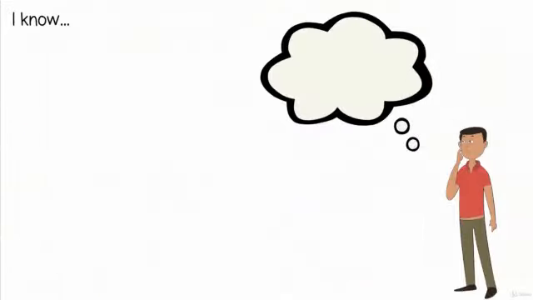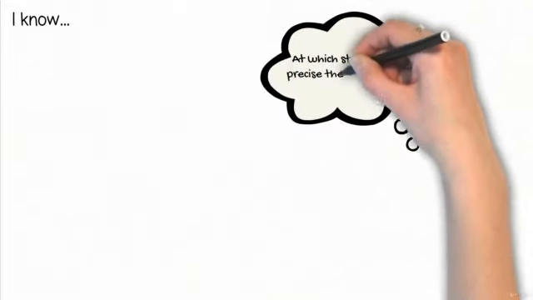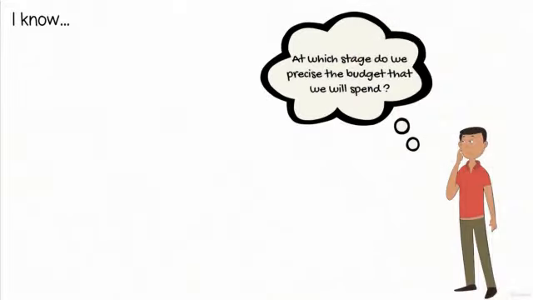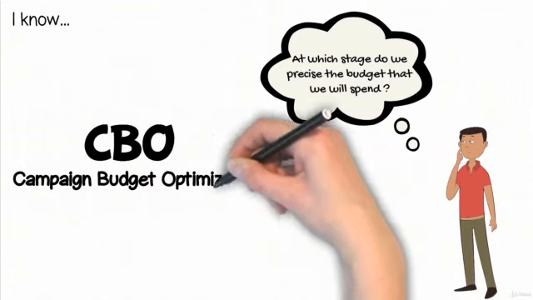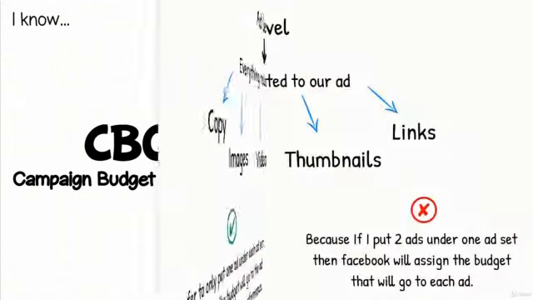I know a lot of you might be asking, at which stage do we specify the budgets that we will spend? Here is the role of the famous CBO, which stands for Campaign Budget Optimization, which will be the topic of the next lecture. This lecture is only meant to give you a quick introduction to Facebook ads campaigns.